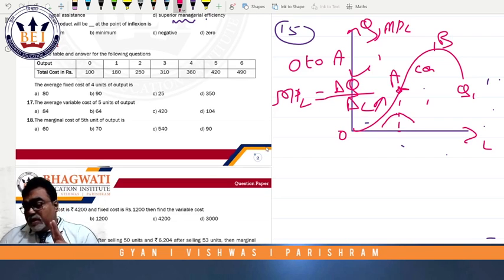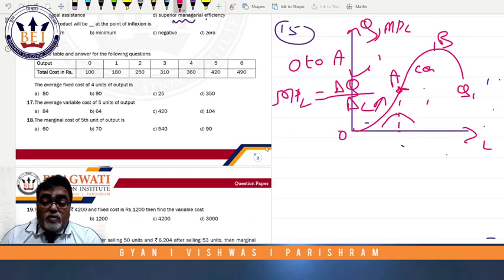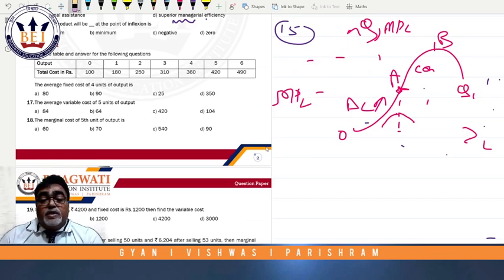Two times I explained that way. 0 to A is convex, after that it becomes concave. When the curve changes from convex to concave, this point occurs. This point is known as the point of inflection. The answer of 15 should be A. Now let me rub this. I'll proceed to the next questions.